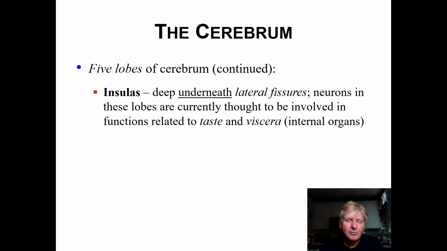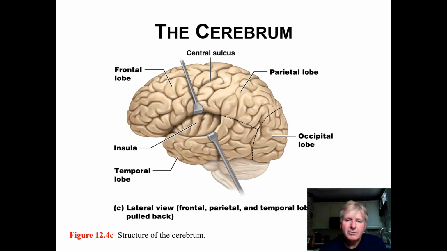Now the fifth lobe, which you don't see from the surface, is the insula, and it's deep underneath the lateral fissure. So you have to retract the frontal, parietal, and temporal lobes to actually see the insula. These neurons are thought to be involved in functions related to both taste and your internal visceral organs, like when you have an upset stomach, GI upset, chest pain, or heartburn. So these are your 5 lobes.